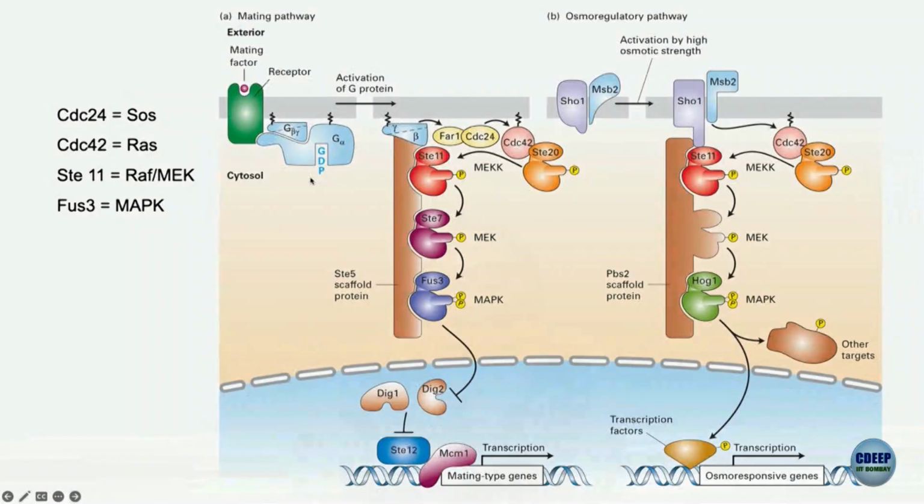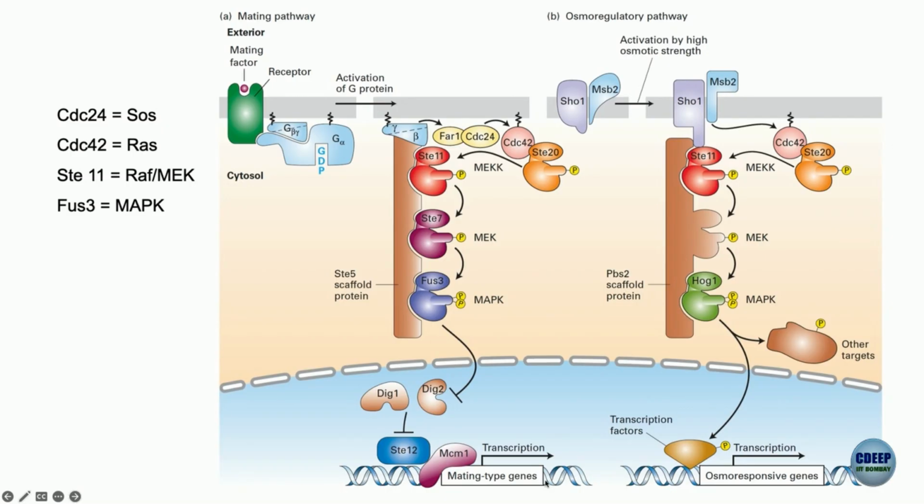Then this STE11 goes and phosphorylates STE7, which is equivalent to your MEK kinase, and this STE7 goes and phosphorylates FUS3, which is nothing but your MAP kinase. Again, this FUS3, similar to MAP kinase, enters the nucleus, it goes and phosphorylates these two guys DIG1, DIG2, so that they will not inhibit the transcription factors, which leads to the transcription of mating type genes. You understand what is that?